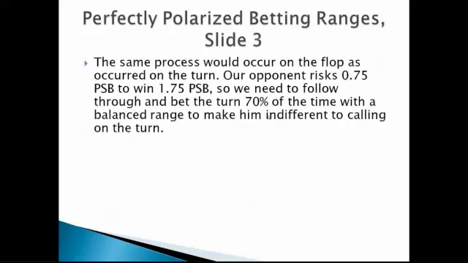Perfectly polarized betting ranges, slide 3. The same process would occur on the flop as occurred on the turn. Our opponent risks 0.75 pot size bets to win 1.75 pot size bets, so we need to follow through and bet the turn 70% of the time with a balanced range to make him indifferent to calling on the turn.